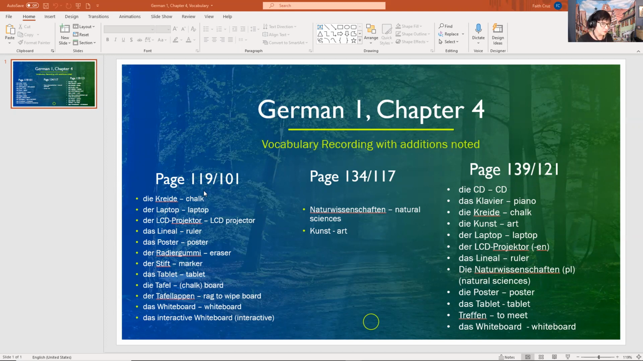And then there's a few things that I've included from the older edition, just so that if you have a newer edition, you still can learn them. And that is the very first word here, die Kreide, which is chalk. And then if you look down here, you have die Tafel, which is like the board or chalkboard, and Tafellappen, which is literally the rag that is used to wipe it. Right? So let's begin. 119 oder 101.